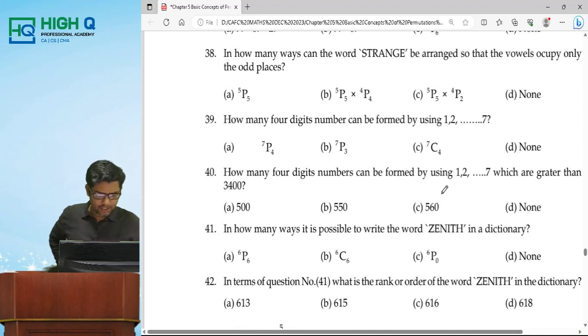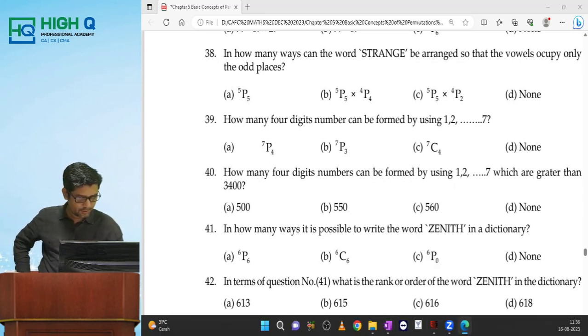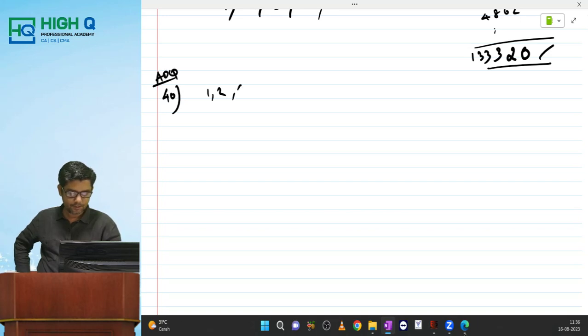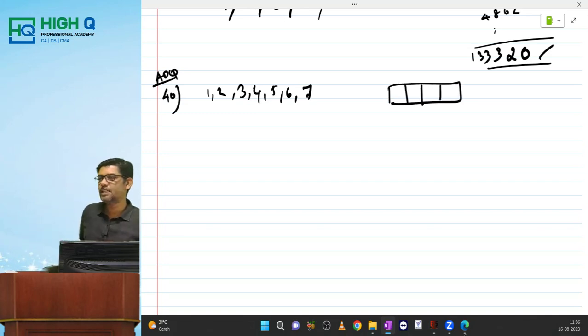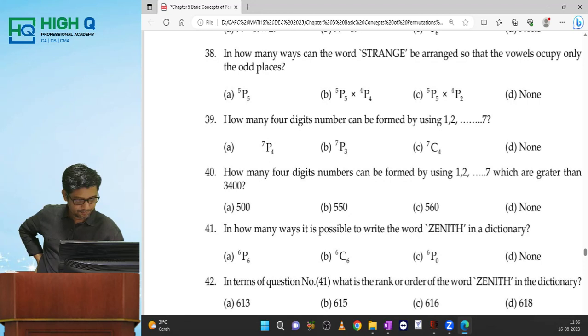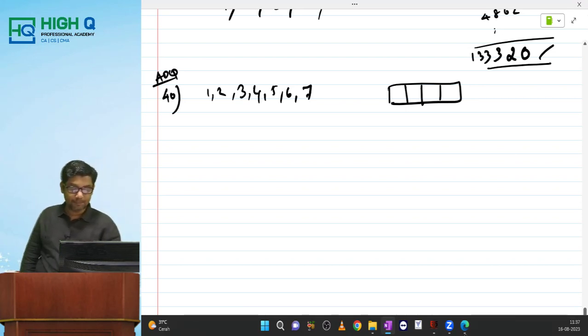How many 4-digit numbers can be formed by using 1, 2, 3, 4, 5, 6, 7 greater than 3400? Now tell me, what are the given digits? How many digit number is to be formed? 4 digit, it's clearly given. Sir, is repetition allowed or not? Not allowed, but actually, let it be. And the number must be greater than 3400.